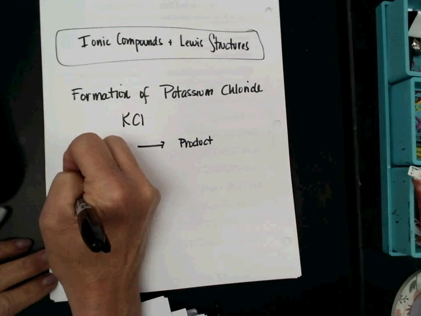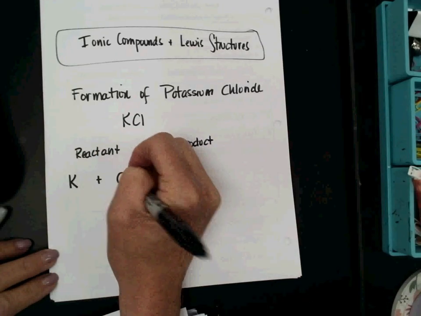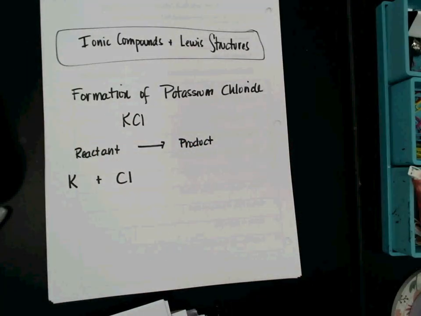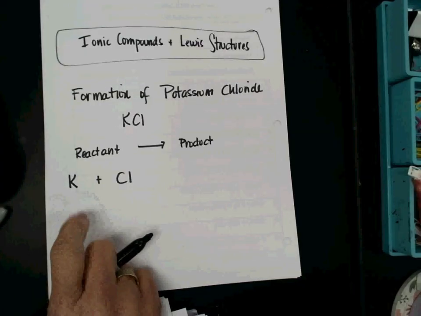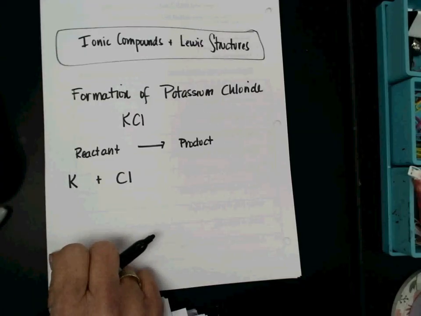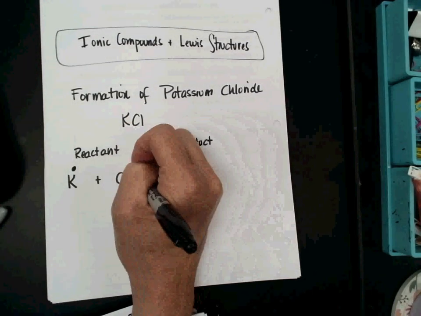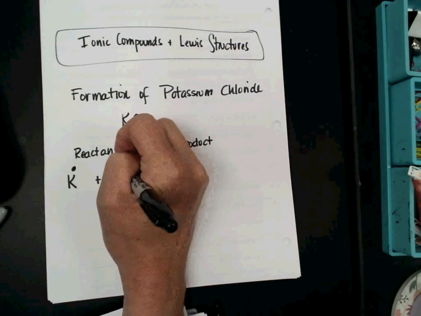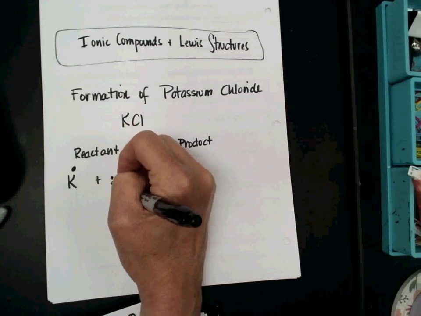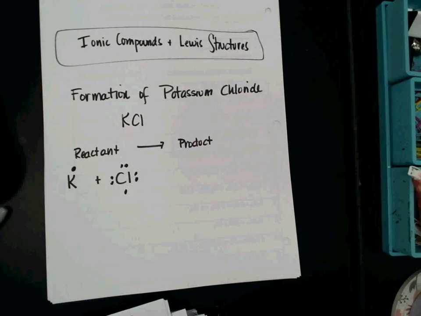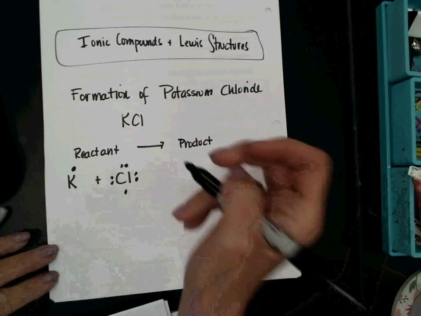On the reactant side, I write my two reactants, K and Cl, and I have to show them with their electrons. So potassium has how many electrons in its outer shell? 1. And chlorine has 7. So I would start my equation like that.